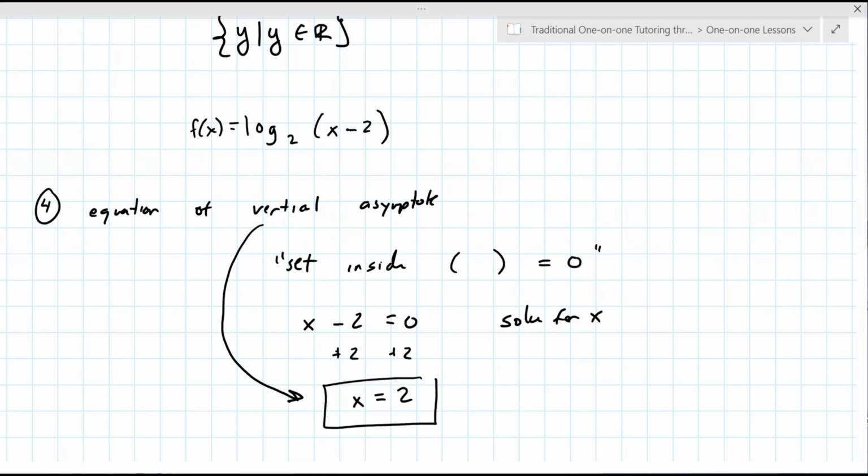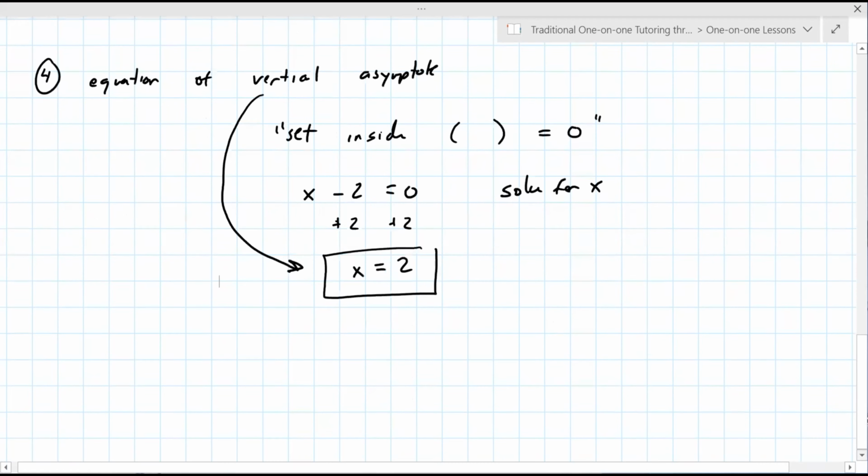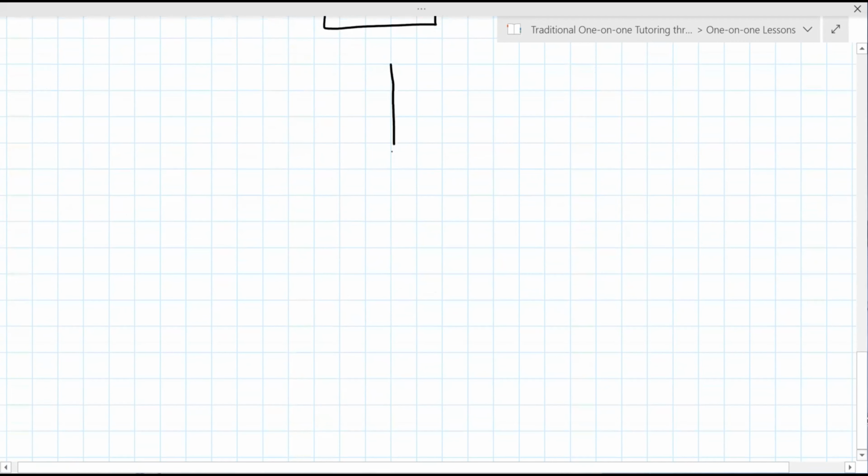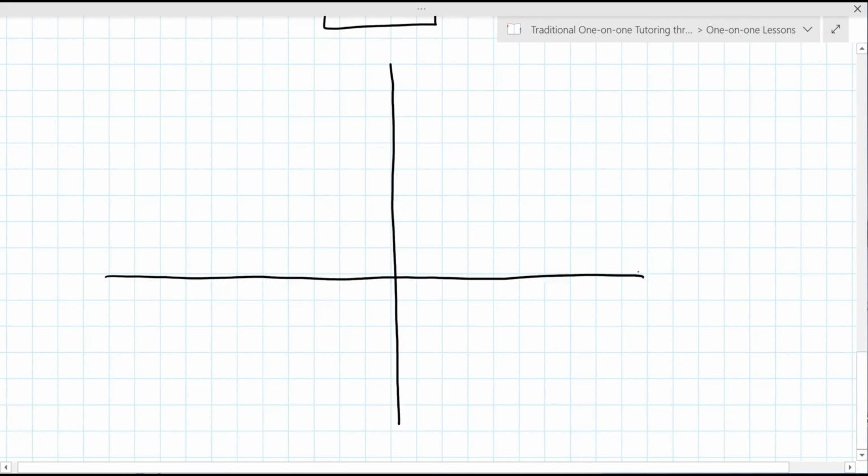Okay, so now I want to deviate from where it says end behavior and move to the graph, but only if everything we've done so far is clear. When you're graphing this, the first thing you graph is the vertical asymptote. So the vertical asymptote is at x equals 2, like this.